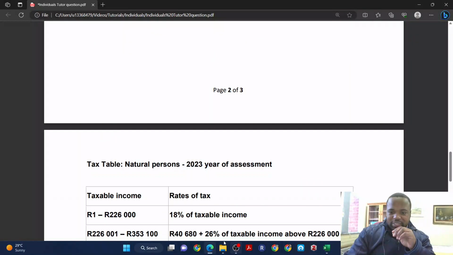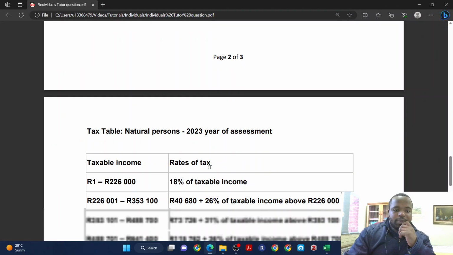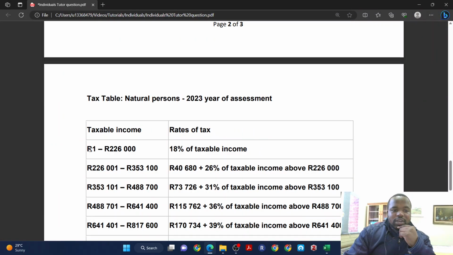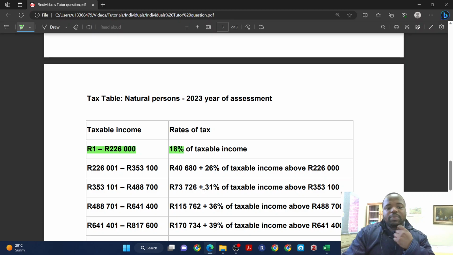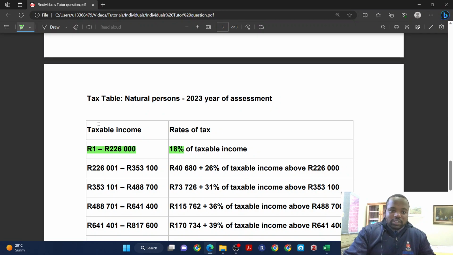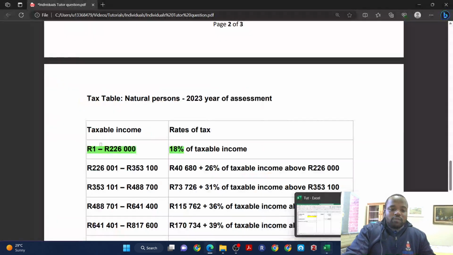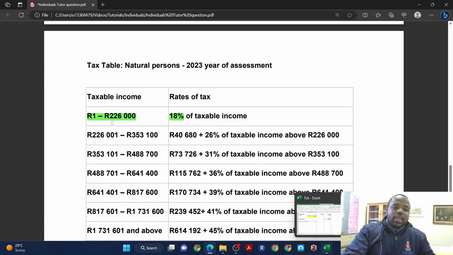So our taxable income is what? 109,620 rands, right? And that 109,620 rands is right here. So easy peasy, you just multiply by 18%, because remember 109 is less than 226, if you're wondering why. And if you don't know how to use it, you first ask yourself, what is your taxable income? In this case, your taxable income is 109,620 rands. Then you ask yourself, where does that number fall in this table? In this case, it falls here, so you just multiply by 18%.